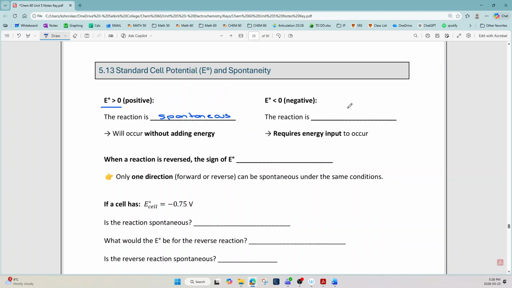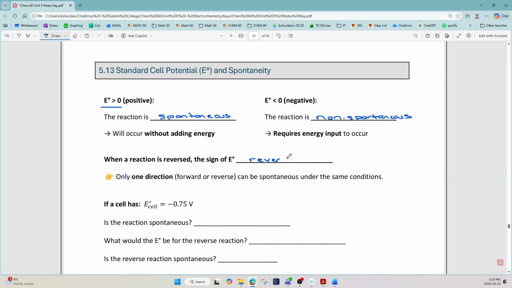If the E value is less than 0, or negative, the reaction is not spontaneous, or non-spontaneous, but it doesn't mean that a reaction can't occur. What it means is that you would have to put an energy input in to make it occur. Now, the other thing to recall is that when a reaction is reversed, the sign on E is reversed as well.